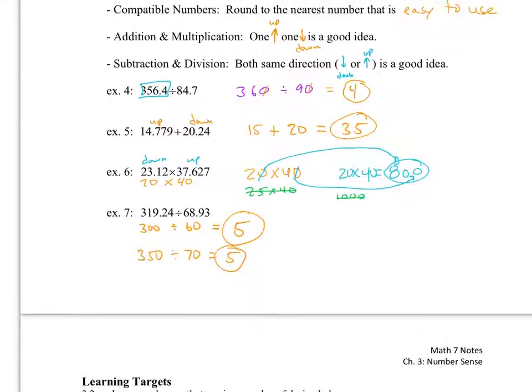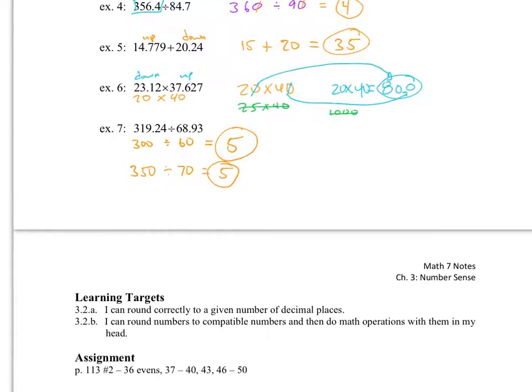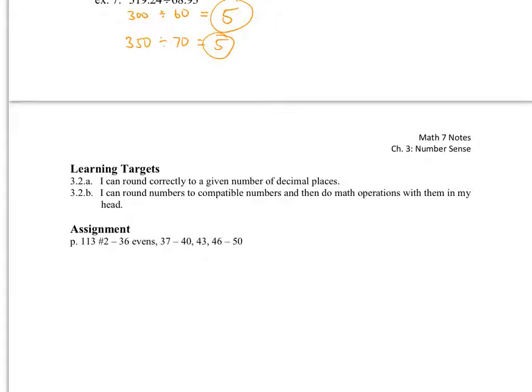It's going to be a little tricky as you go through, so just take your time, go slow. If you make a mistake, that's okay. We'll keep working at it. I can round correctly to a given number of decimal places, and I can pick compatible numbers so I can do math in my head.